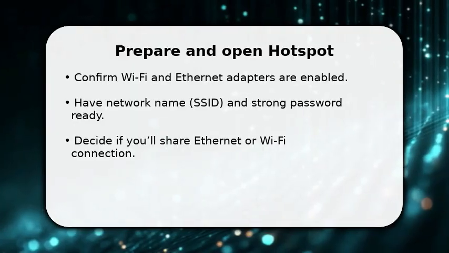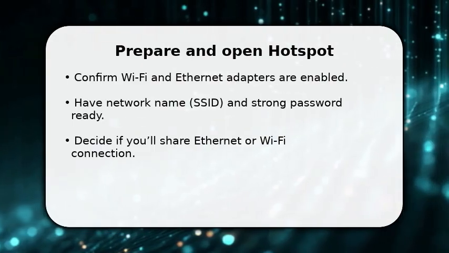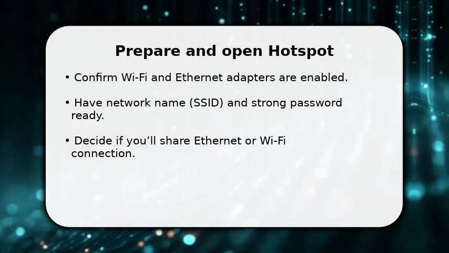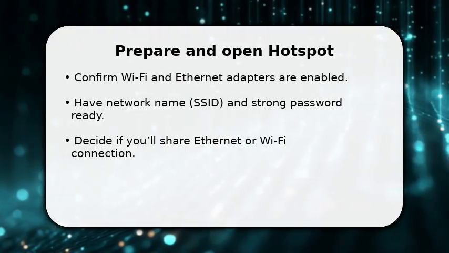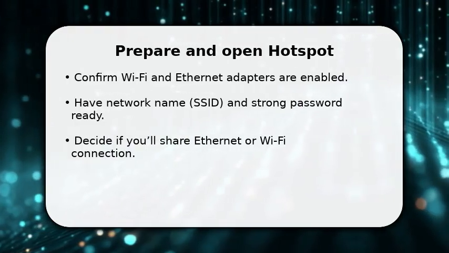You'll start by enabling the adapters you need and opening the hotspot controls. On Windows, go to Settings, Network and Internet, Mobile Hotspot. On macOS, use System Settings, Sharing. Once done, pick a clear SSID and a robust password so devices can find you securely.